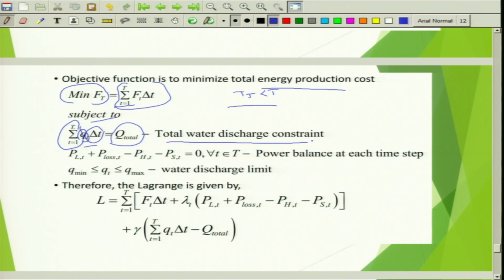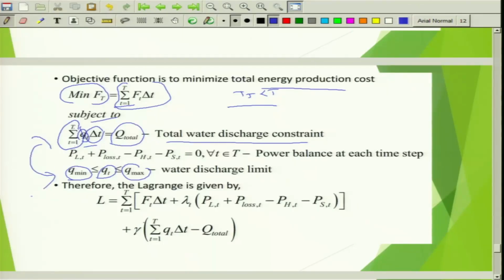This is the total water discharge constraint, and this constraint also has some limit. So there are two limits. For every time sample there is a limit, that is what is given here, Q minimum to Q maximum. This is for every time sample, and put together for the entire time duration there is also a total limit, how much water that you can ultimately throw out. So there are two constraints with respect to the hydro, right?